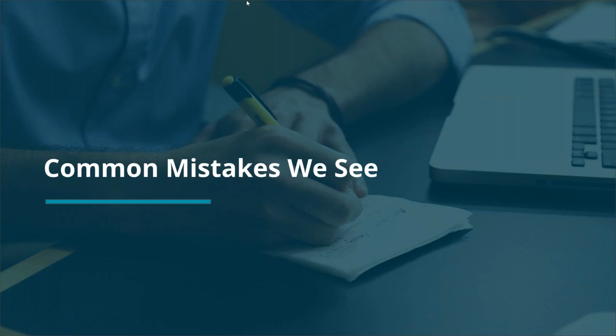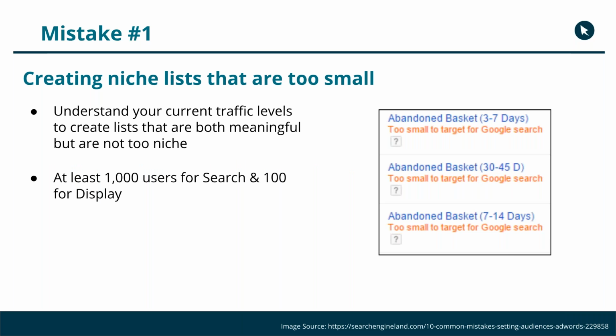Again, this is mostly in AdWords, but some of these will go across channels in other areas of remarketing. Real quickly, mistake number one, and this can actually go either way: creating niche lists and audiences that are too small. As you can see from the screenshot here within AdWords, from a search standpoint you need to have at least 1,000 users on that list, and from a display standpoint, at least 100.